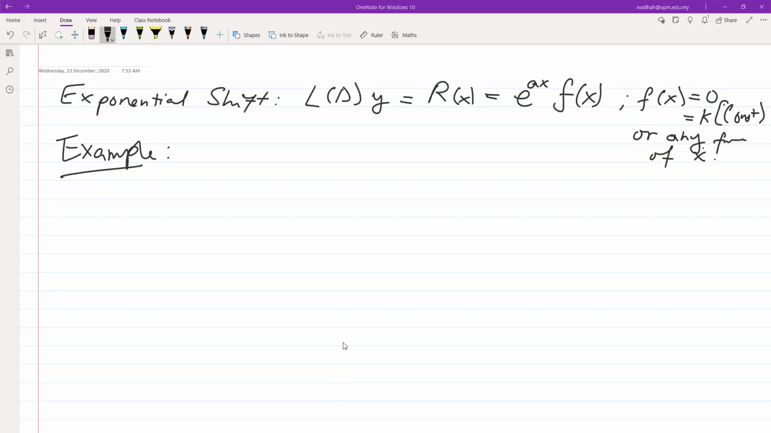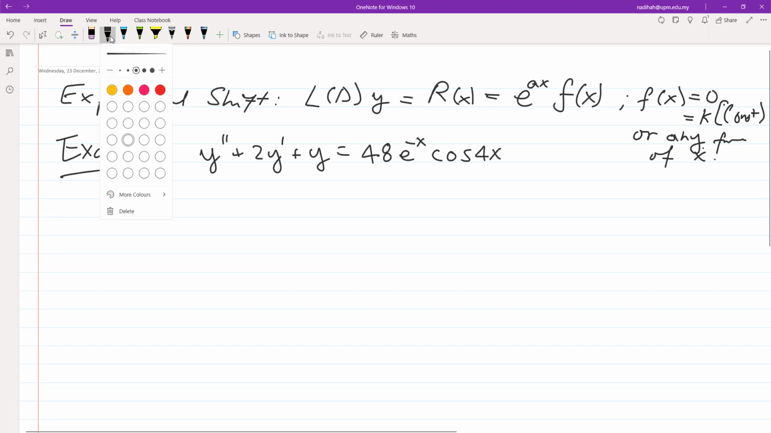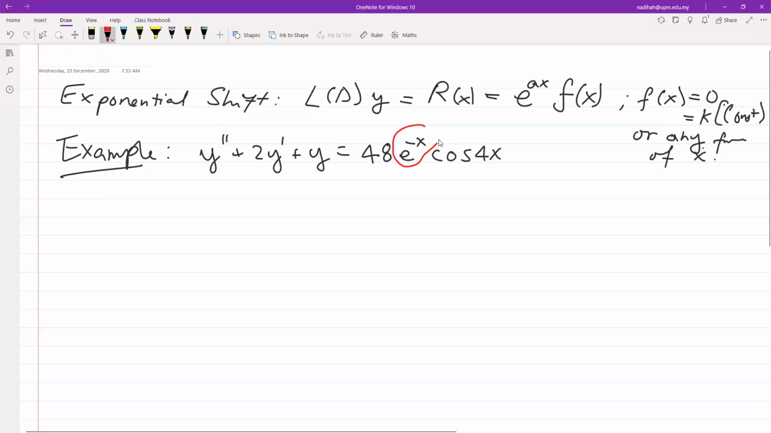Okay, let's continue. So if you have y double prime plus 2y prime plus y equals 48 exponential minus x times cosine of 4x. So in this case, we need to take out this guy, which is e to the minus x.